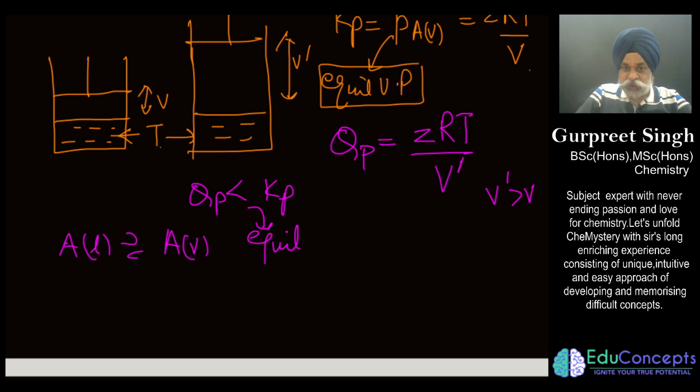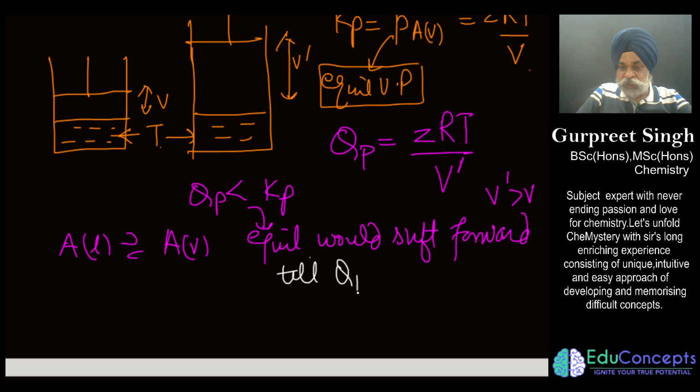this equilibrium would shift forward. Now the question is, for how long would it keep on going forward? Equilibrium would shift forward till QP again becomes equal to KP. So this equilibrium is forward driven. The matter of fact is, you have to remember that the equilibrium vapor pressure corresponds to the equilibrium constant KP, and if you disturb that system at temperature T by decreasing its pressure or increasing its volume, the liquid would convert into vapors more till the time QP becomes equal to KP.